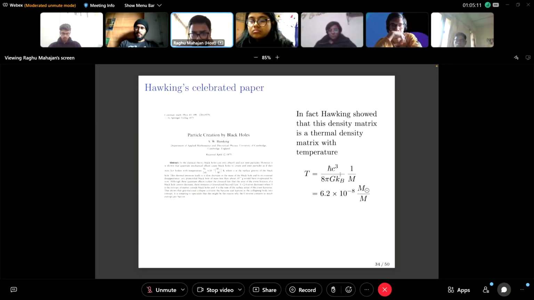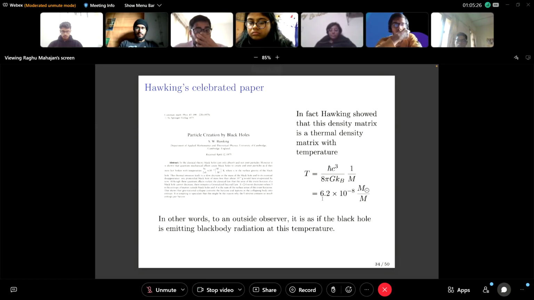It's basically small because the Planck's constant is very small. So it's a quantum effect. You see, if you were purely within classical mechanics, h bar would be zero, and then this temperature would be zero. Okay. So in other words, to an outside observer, it is as if the black hole is emitting blackbody radiation at this temperature.